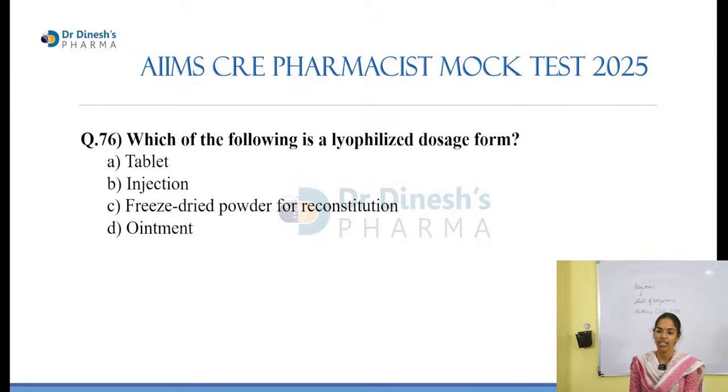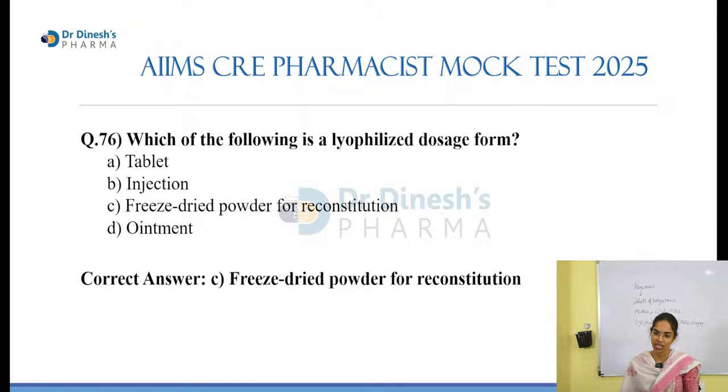The next one. Which of the following is a lyophilized dosage form? Question from Pharmaceuticks once again. Tablet, injection, freeze-dried powder for reconstitution, and ointment. Tablet, injection and ointment cannot be lyophilized. Lyophilization is nothing but freeze-drying. The term lyophilization indicates freeze-drying. Okay, next question please.